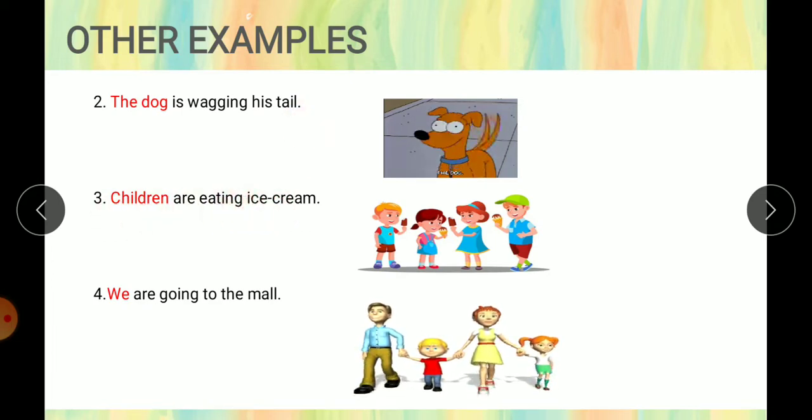Children are eating ice cream. Are eating is the verb. Who are eating ice cream? Children. So children are the subject. We are going to the mall. What is the verb? Are going. Now put the question who or what before the verb. Who are going to the mall? We. So a subject is a noun or a pronoun that is discussed in the sentence, or about which we are talking in the sentence. Like the dog, children, we.